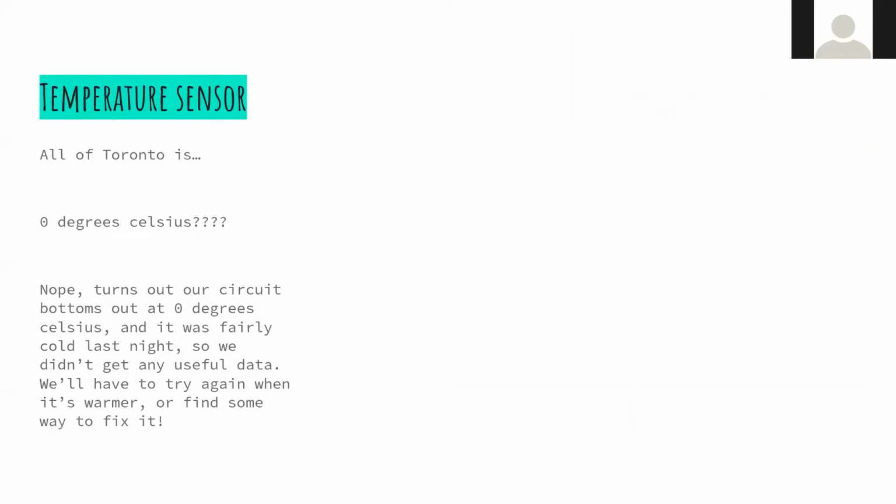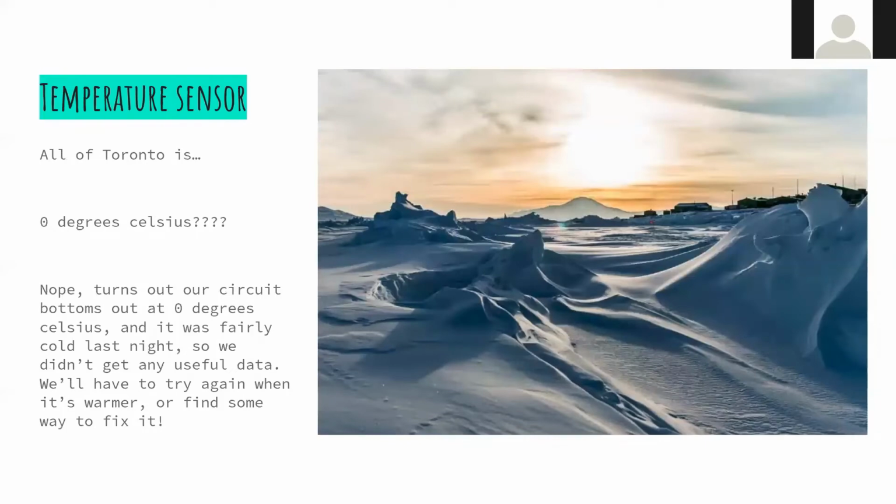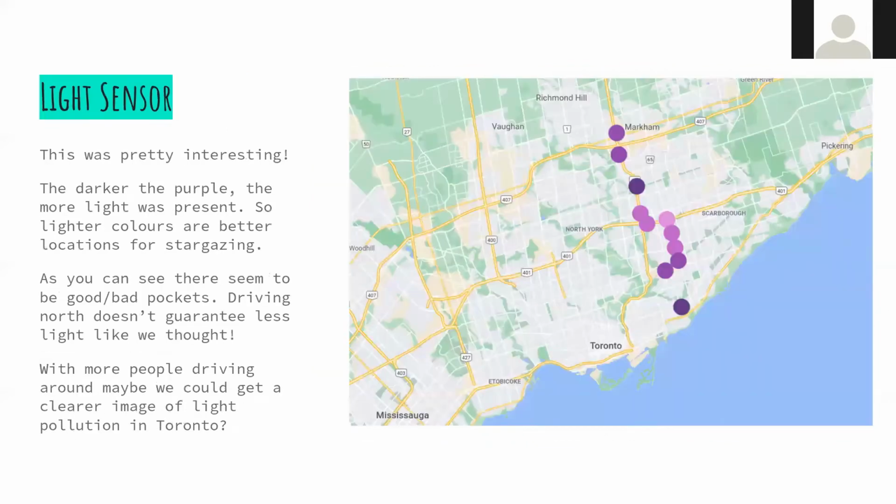All right, so the temperature: all of Toronto is 0 degrees Celsius. Yeah, so the temperature sensor didn't really work. Turns out the way we had set up our temperature sensor, it couldn't record any temperature below zero. And as we know, the city is currently a bit of a frozen wasteland, so that didn't really work out. But the light sensor did work really well.